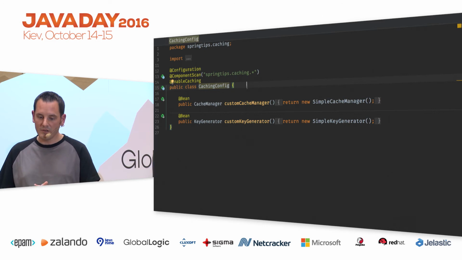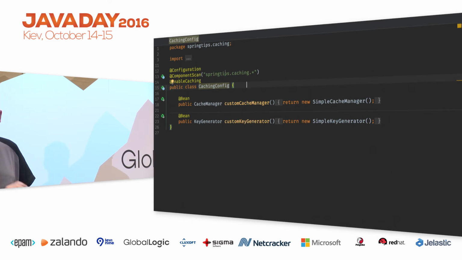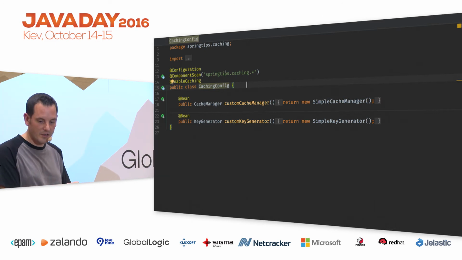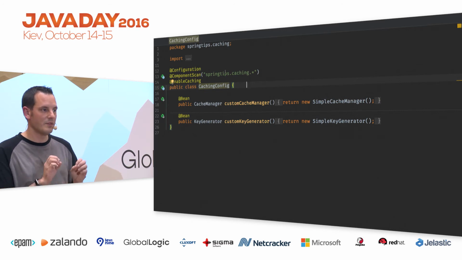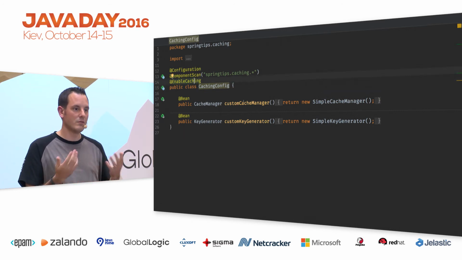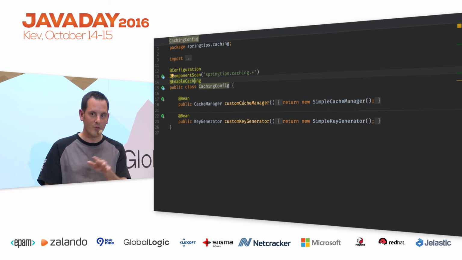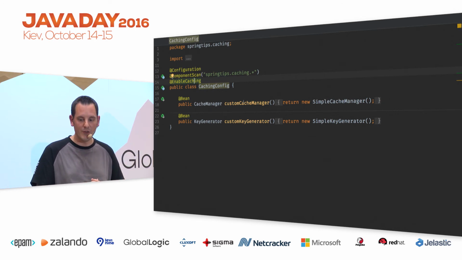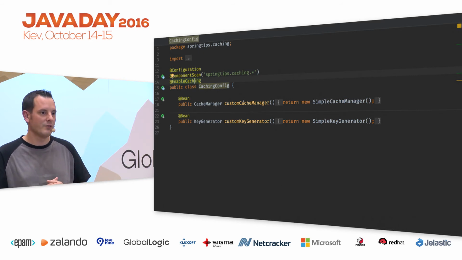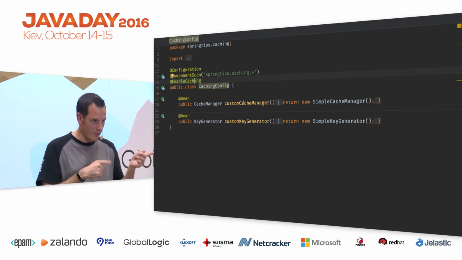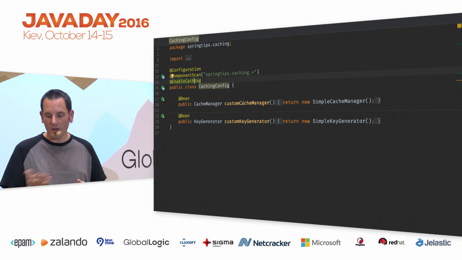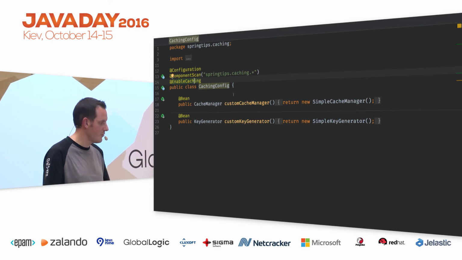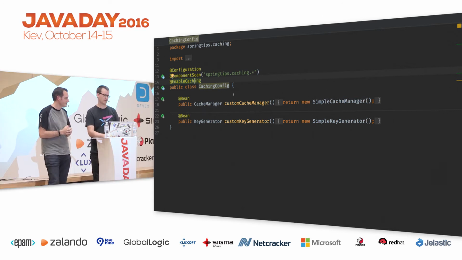So in this case, you have a very basic cache config here. The enable caching annotation is basically telling the context to enable that aspect. So look for methods that have the Cacheable annotation, as we will see, and add a proxy around it to work with the cache. And I need a cache manager, and I'm just using a simple one for now. We'll see that later.